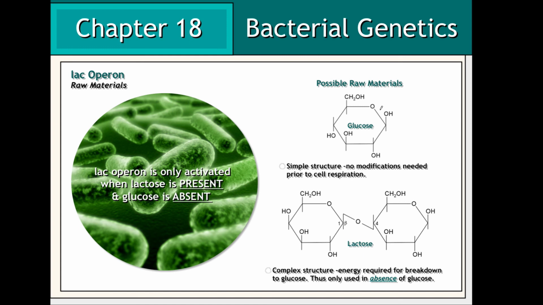We can investigate how the Lac operon is specifically regulated. We have to consider some of the raw materials that may be available to E. coli. For one, the simple sugar glucose may be utilized. This raw material, because of its simple structure, does not require any modification in order for the cell to utilize it for the purposes of cell respiration. In contrast, lactose, being a disaccharide, is more complex and therefore does require an energy investment in order for it to be broken down. As a result, lactose is usually only consumed by the cell in the absence of glucose. So it's important to remember that the Lac operon is generally only activated when lactose is present, but glucose is absent.